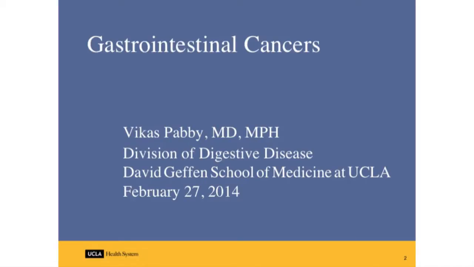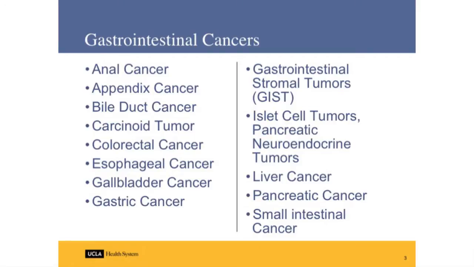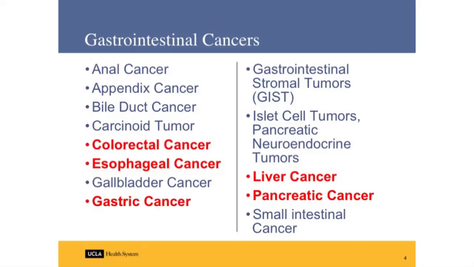On this slide you can see the different types of GI cancers that there are. However, discussing all the cancers listed on this slide is beyond the scope of this talk, as we only have about an hour to cover the topic. Therefore, I'll discuss the most common GI cancers, which are highlighted on the slide, which include colorectal cancer, esophageal cancer, gastric cancer, liver cancer, and pancreatic cancer.